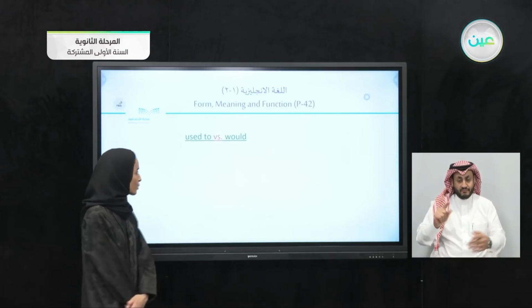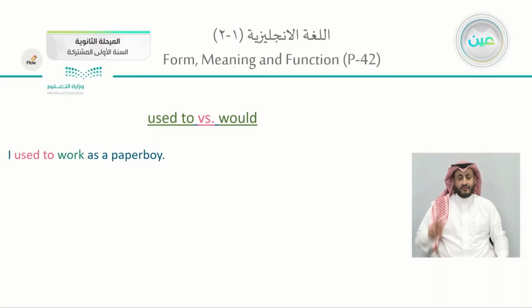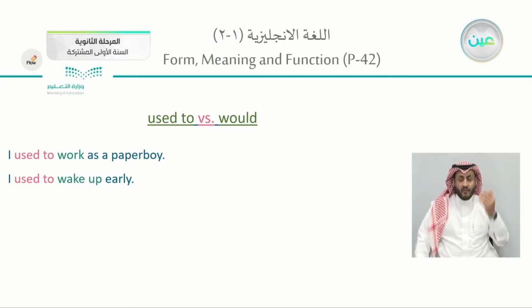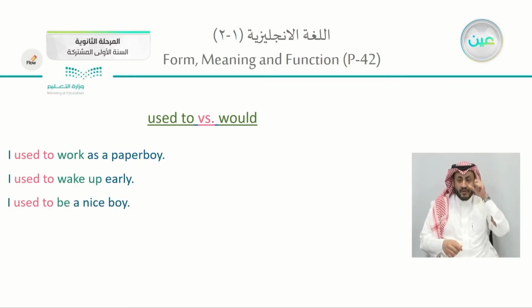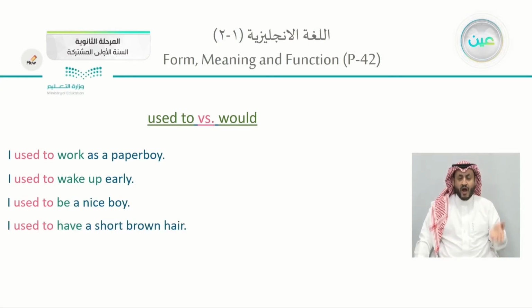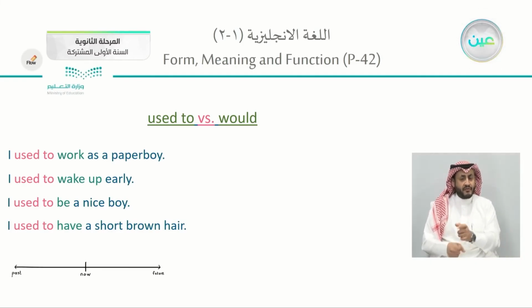We will compare between them. Here we're having the sentences. I used to work as a paper boy. I used to wake up early. And also, I used to be a nice boy, and I used to have short brown hair. In these sentences, we're speaking about the action that happened in the past. No longer happening. They are no longer happening.